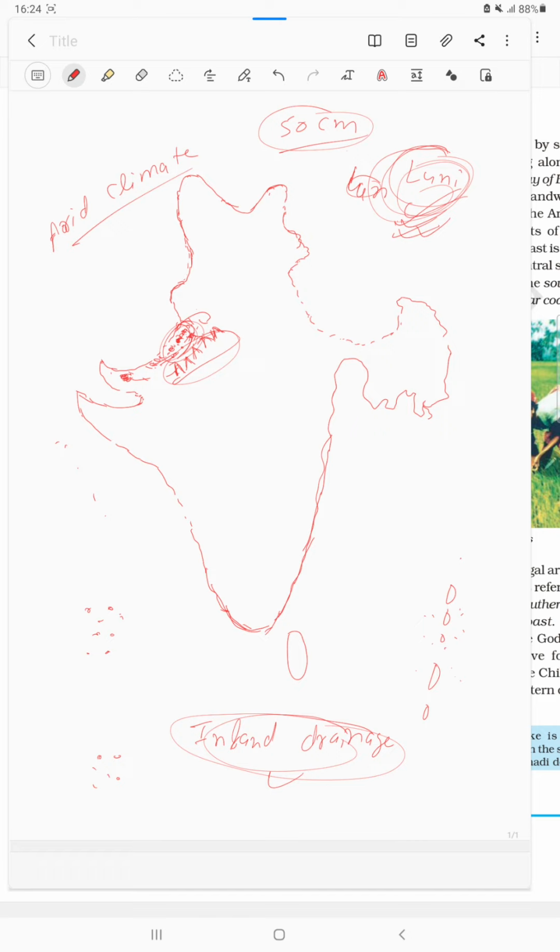Generally, streams in this region have water in the rainy season. In the winter season, the rivers are generally dry. Clear? So these are the properties of the Indian desert. Now come to the coastal plains.